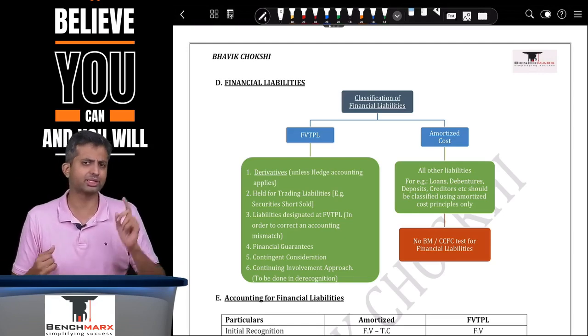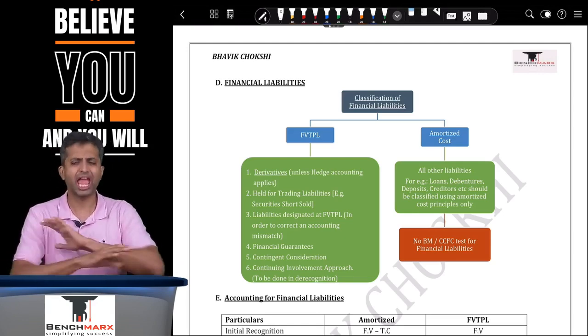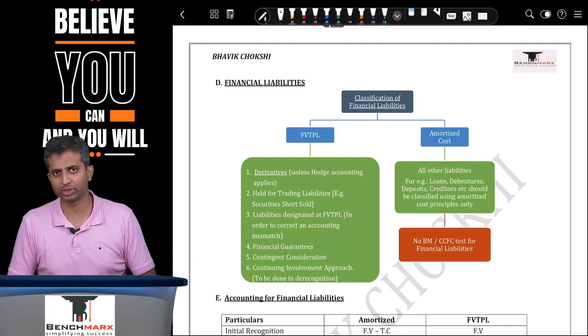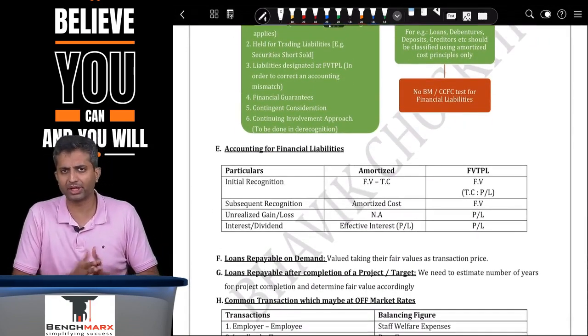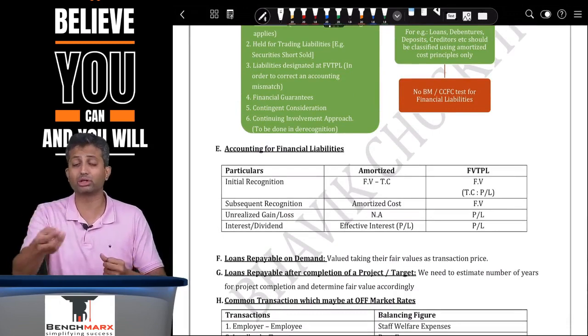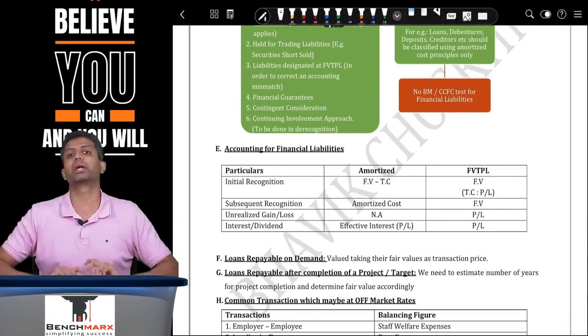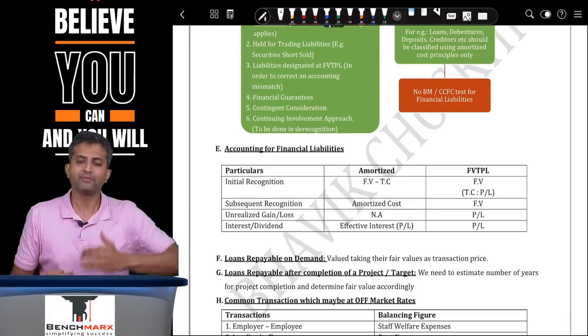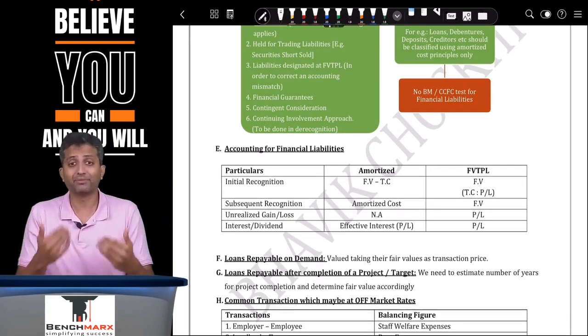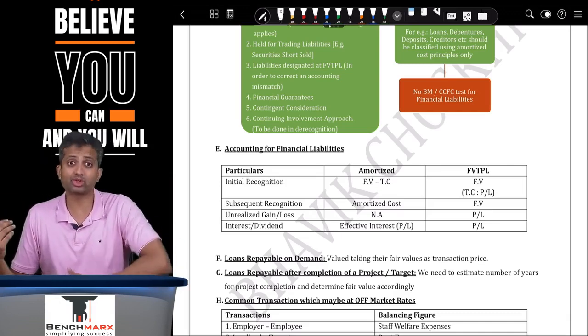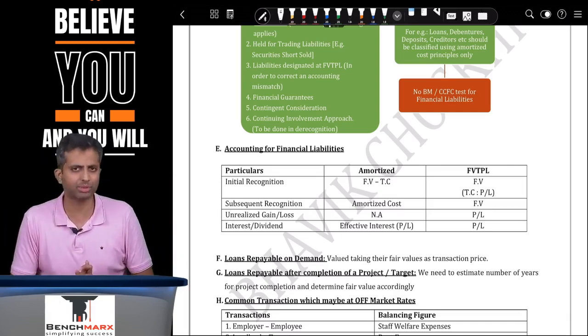Everything else under the sun will go under amortized cost. So something like creditors, something like loans, something like debentures, everything will go under amortized cost working. Now, the accounting for financial liability is similar to that of financial assets. If it is amortized cost, initial recognition is at fair value, but here you subtract the transaction cost, not add. Financial assets have a debit balance, transaction cost also has a debit balance, so you add it. But financial liabilities have a credit balance, transaction cost still has a debit balance, and hence you will have to subtract it.